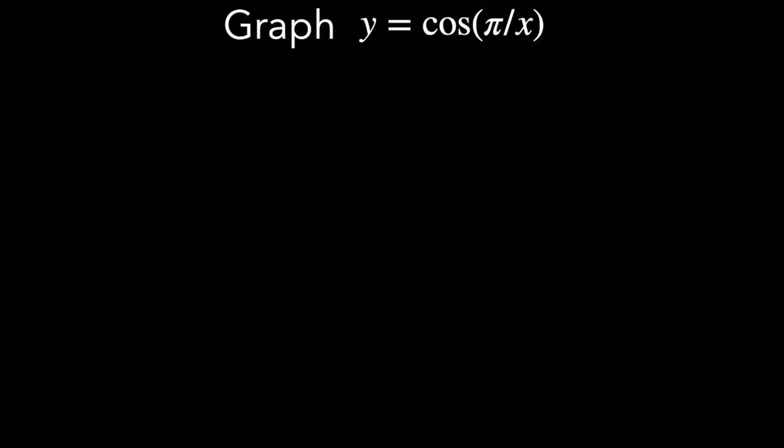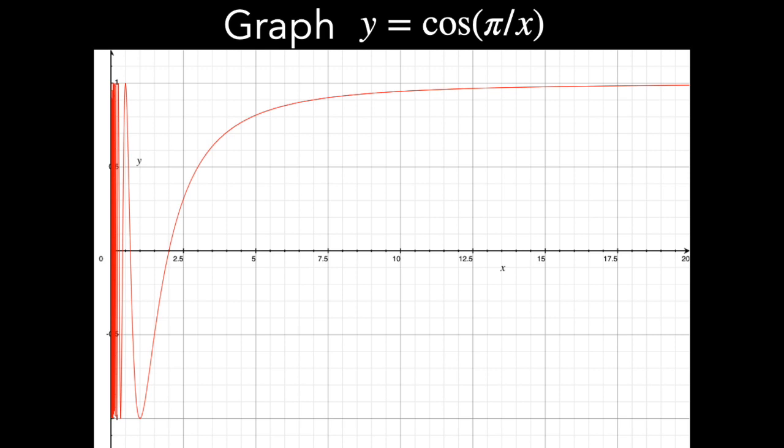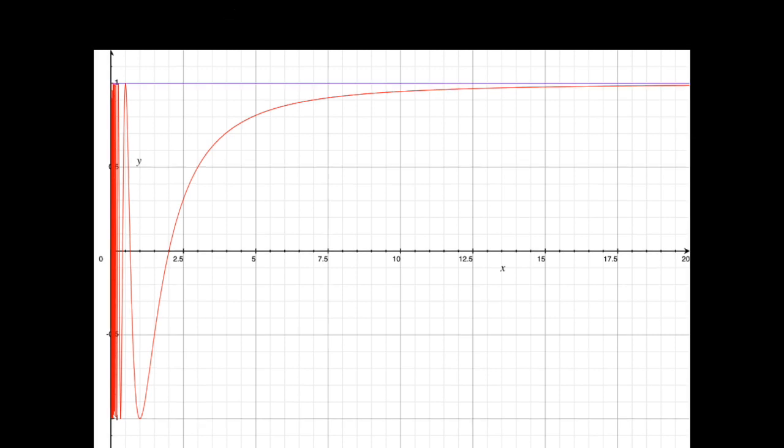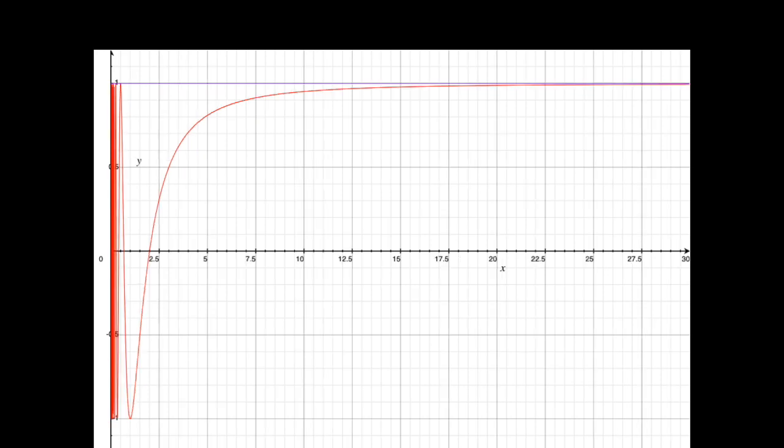We could also look at the graph of y equals cos pi over x, and that looks something like this. If we also draw the line y equals 1 in there, we see that as x gets bigger, cos pi over x gets close to 1. We can expand our range and see that more clearly.